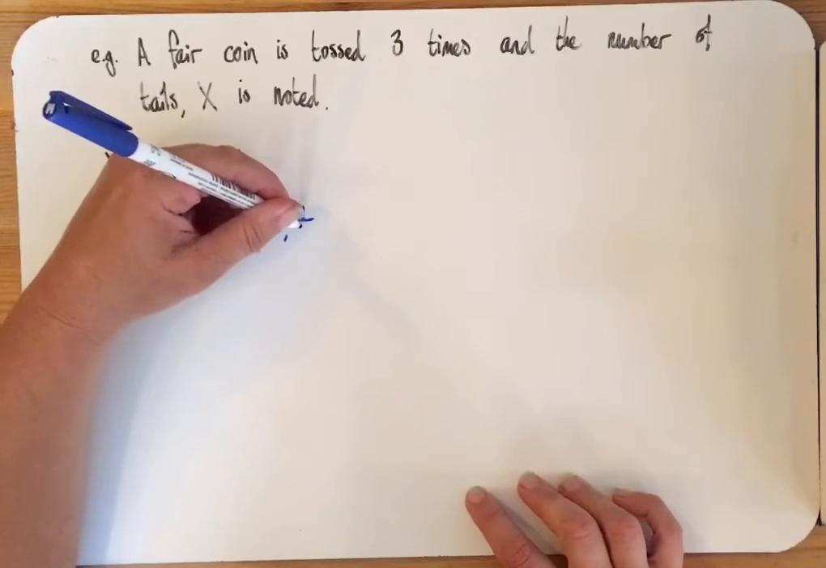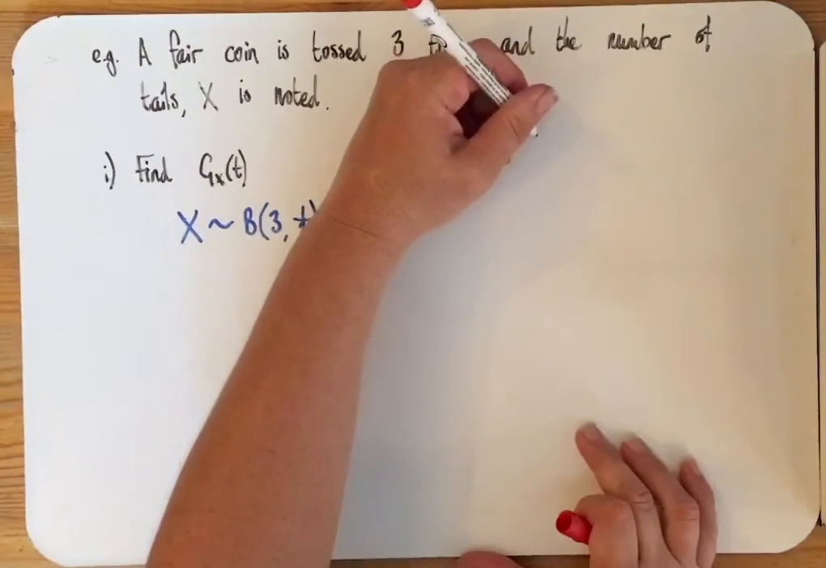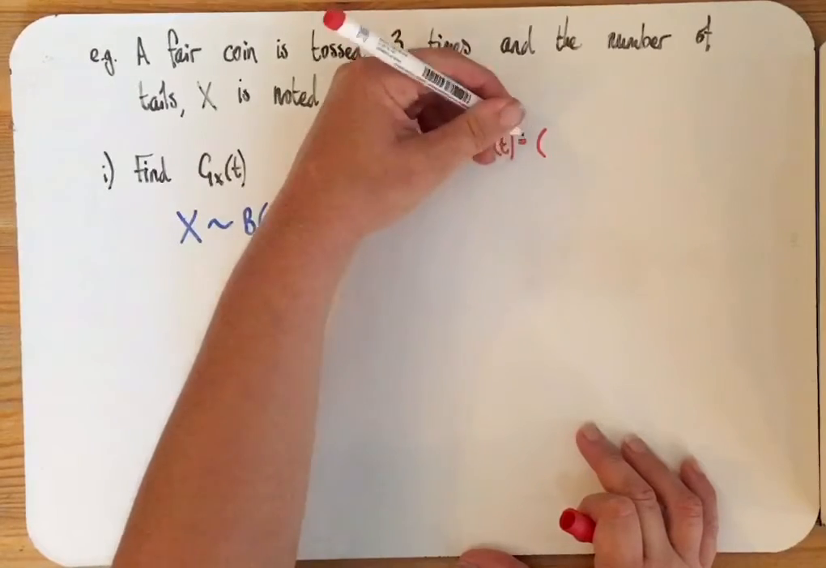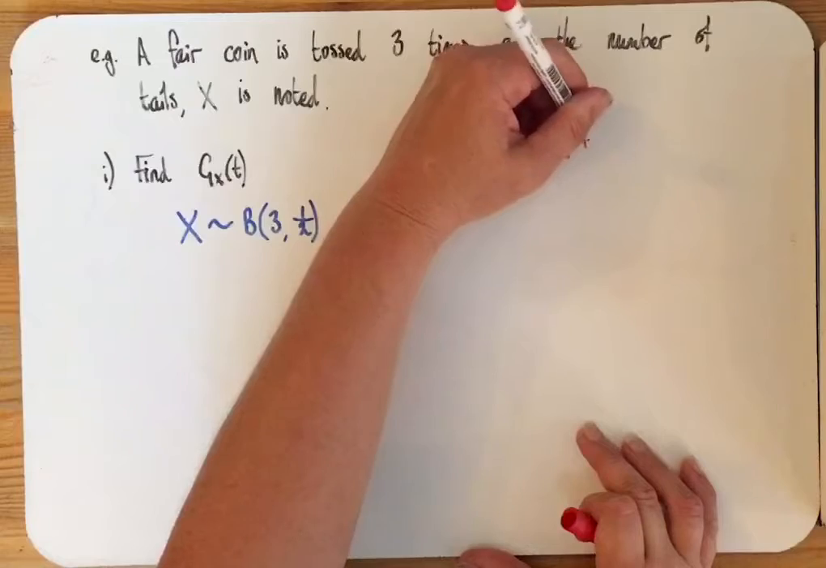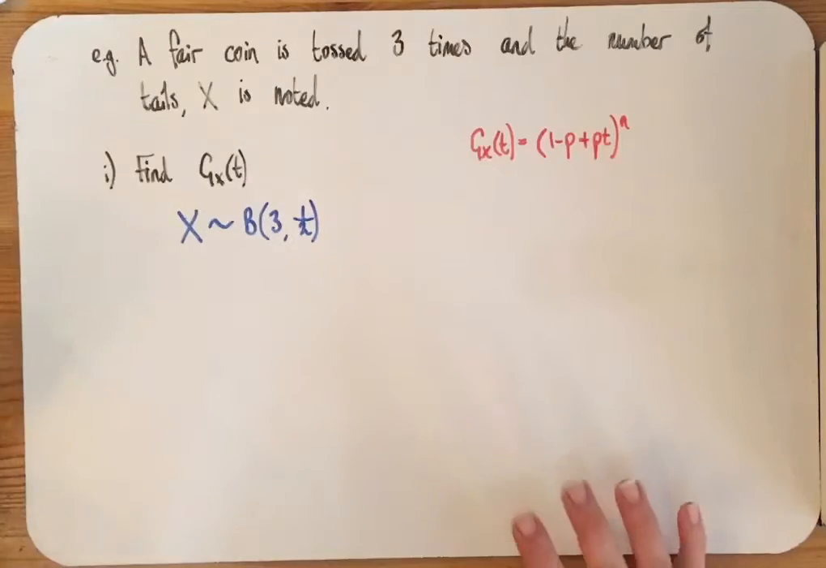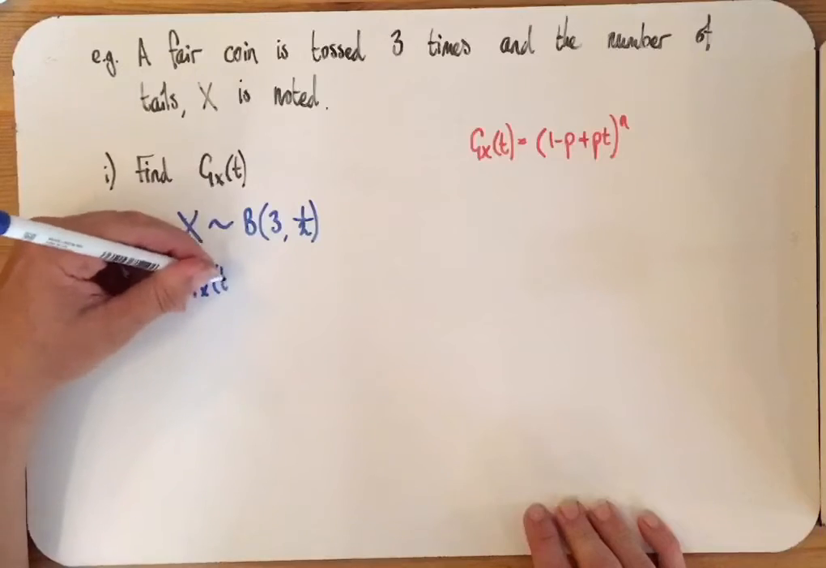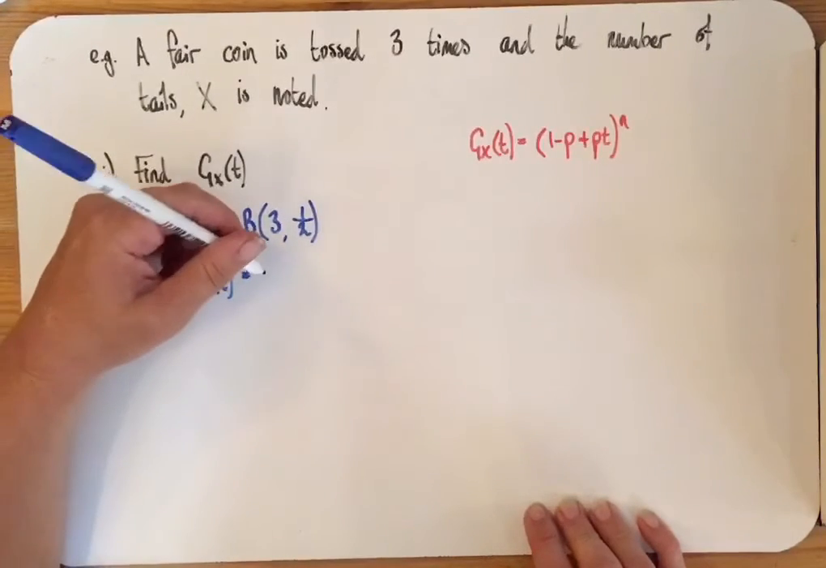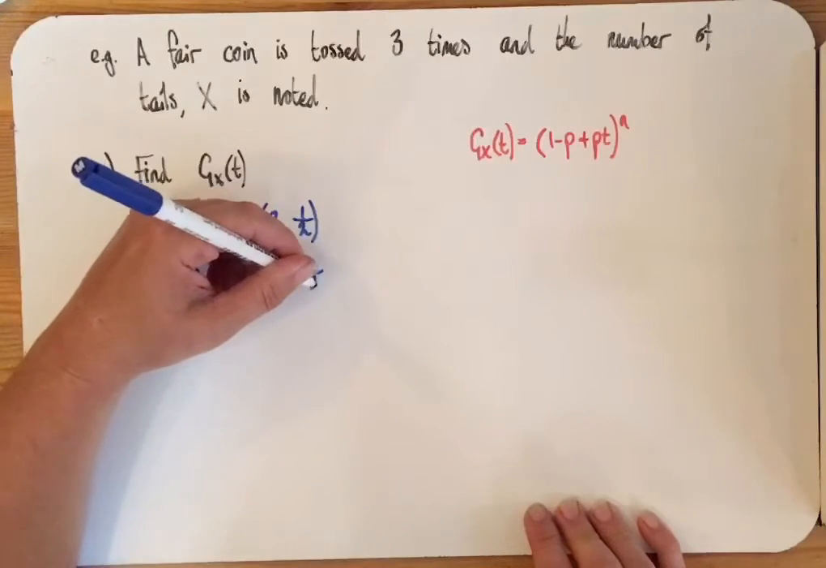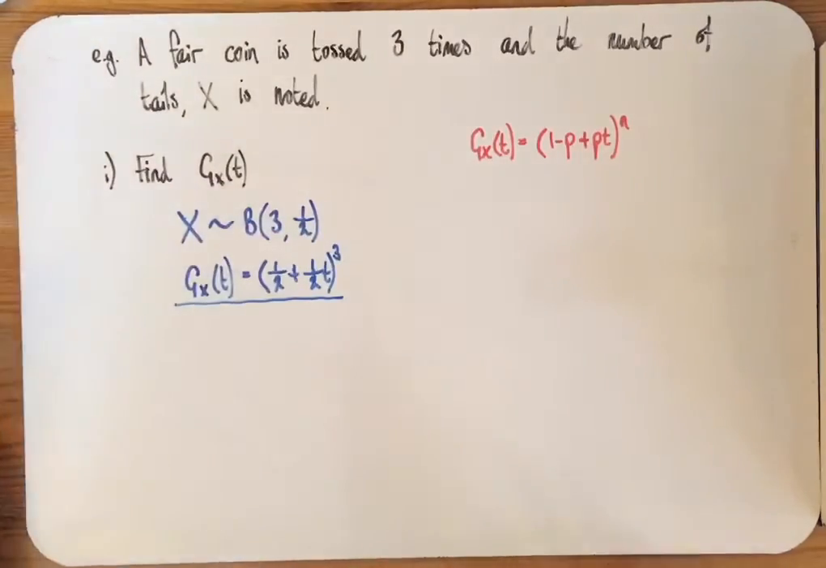Standard results are given to you in a formula book, I'm pretty sure, but for the binomial, the probability generating function of x is (1 minus p plus pt) to the power n. So we've looked at all those. So the probability generating function of x is equal to (1 minus p, which is a half, plus pt) to the power n, which is 3. So you can pretty much write that down.